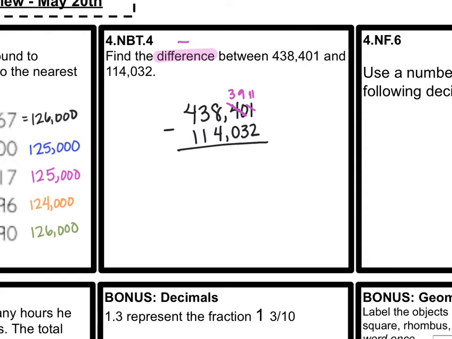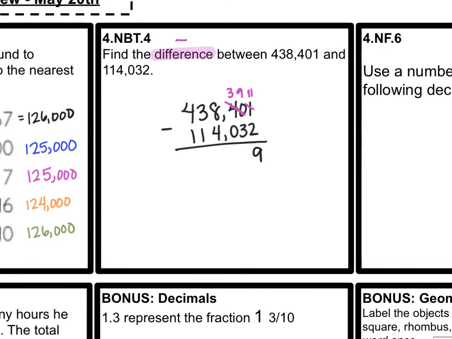So then 11 minus 2 is 9. 9 minus 3 is 6. 3 minus 0 is 3. 8 minus 4 is 4. 3 minus 1 is 2. And 4 minus 1 is 3. And there you go. All the borrowing happened right at the beginning.